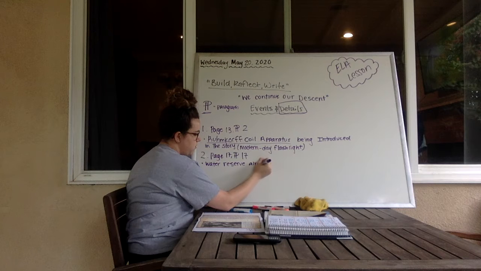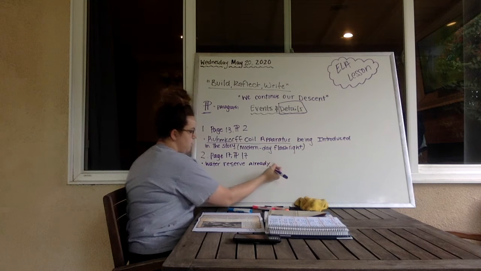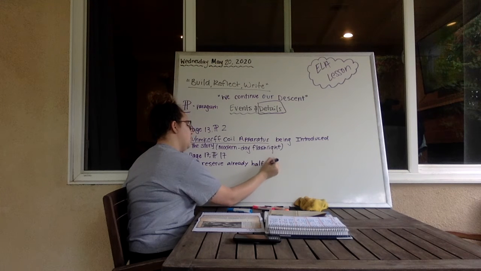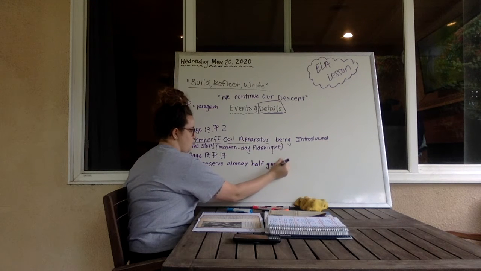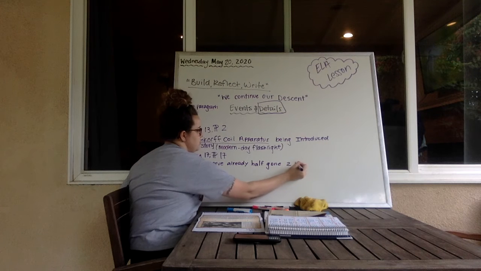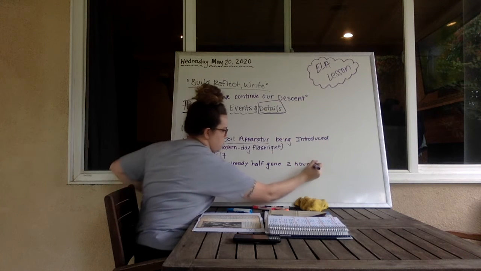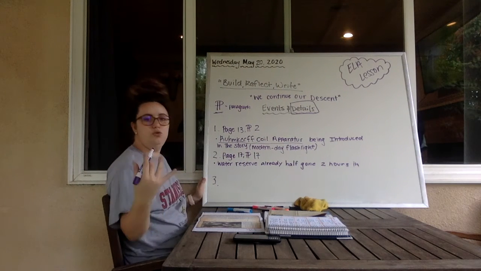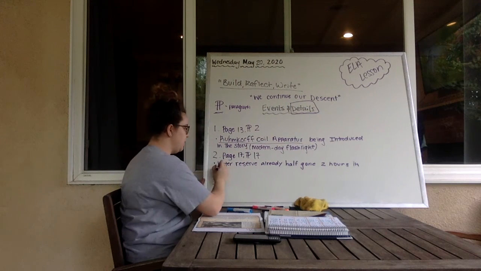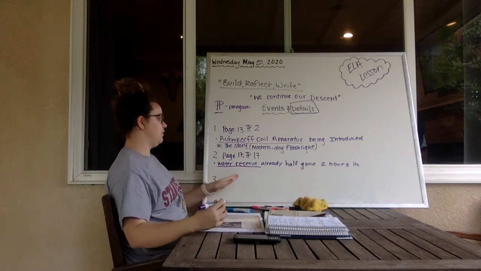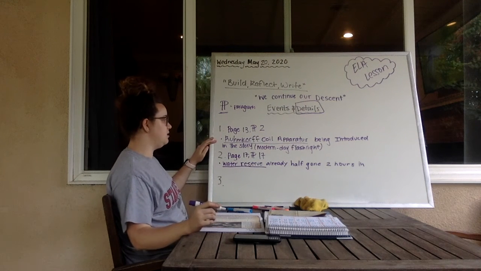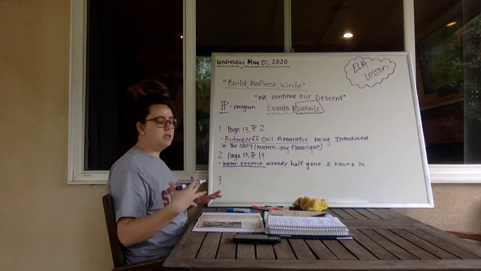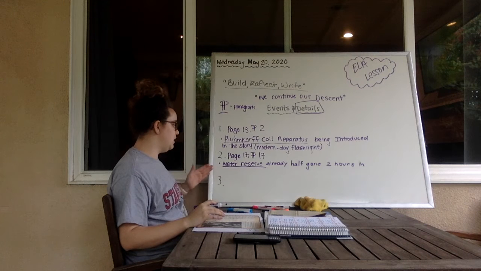Already half gone, 2 hours in, meaning 2 hours into the journey, right? So I'm going to underline water reserve because this is the key point to the detail, like when we underlined the Ruhmkorff coil apparatus. I'm underlining water reserve because this is the key point of our key detail.